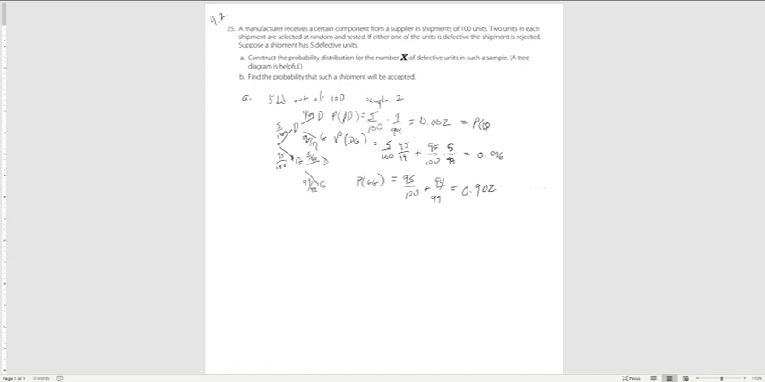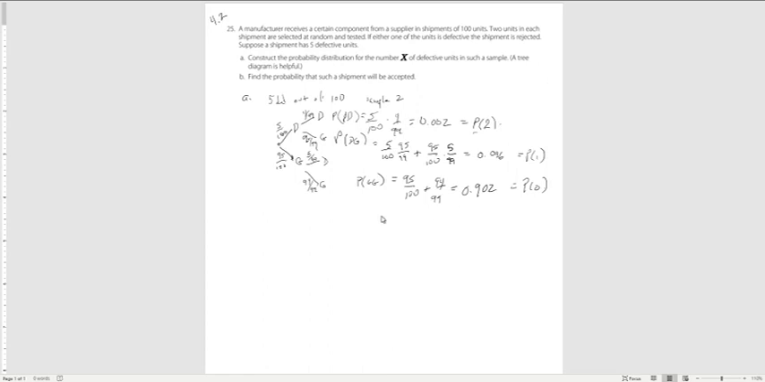Let me back up. I have to erase again. I speak too fast each time there, don't I? So this is the probability out of the two bad ones, the probability that they're both bad. So the probability that we get two bad ones. And this is the probability that we get one defective. And this is the probability to get zero defective. Okay.